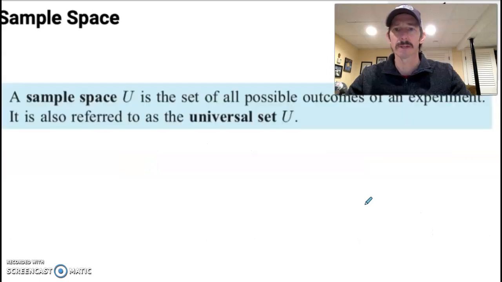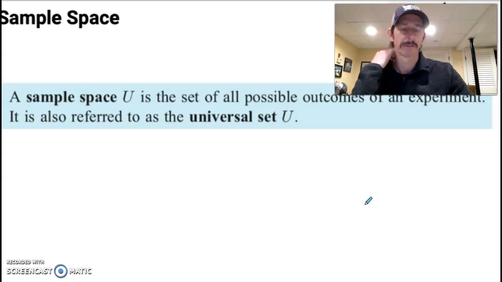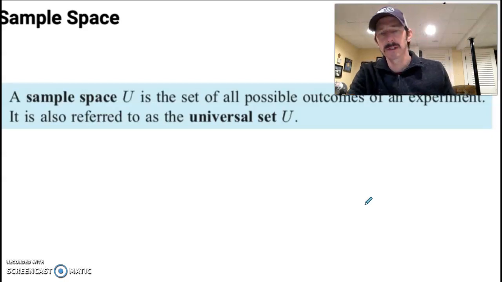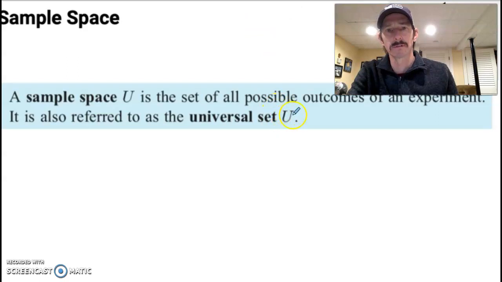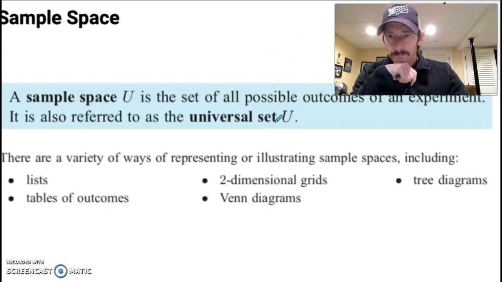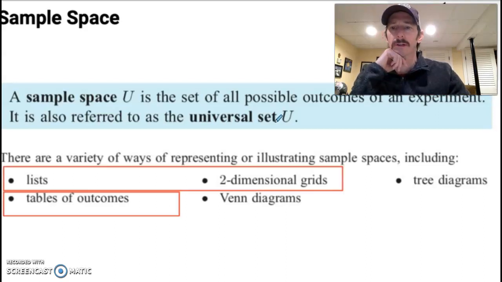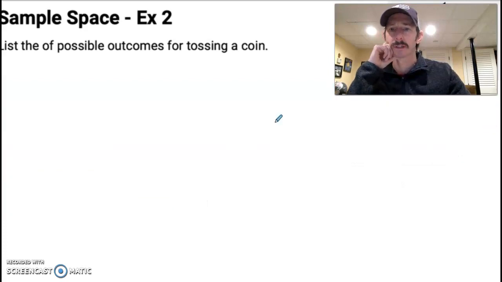All right, so now we're going to talk about sample space. Sample space is the set of all the possible outcomes of an experiment. Sometimes it's referred to as U, the universal set. So it's basically everything that can happen, all the possible outcomes. There's a lot of ways to do this, and eventually we'll have looked at all of these. Today we're going to kind of focus on these first three.